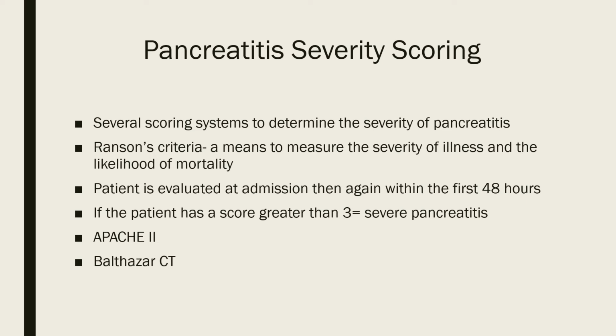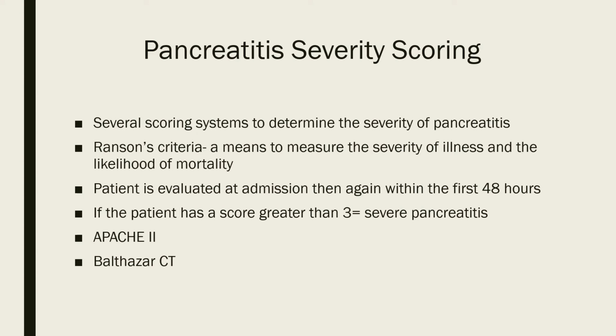And usually this is a patient that is sick enough with pancreatitis to be in the intensive care unit. They are in the ICU. So if we are using Ransom's criteria, we are going to measure their severity. How sick are they when they are admitted to the ICU? Or sometimes it is done in the emergency room, however they come through. And then we will look at the score again within the first 48 hours. If the patient has a score greater than 3, then they have severe pancreatitis. So a score of 0, 1, or 2 would be probably a mild case.